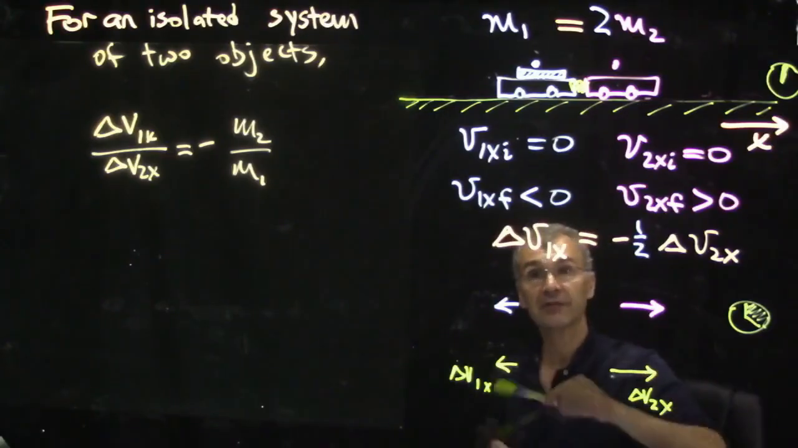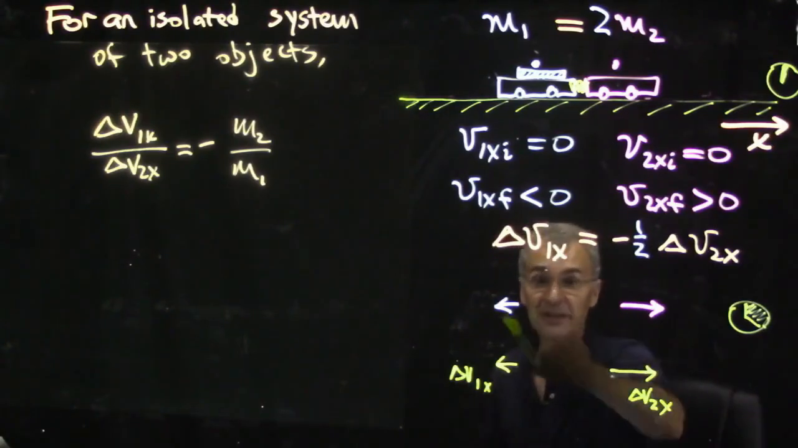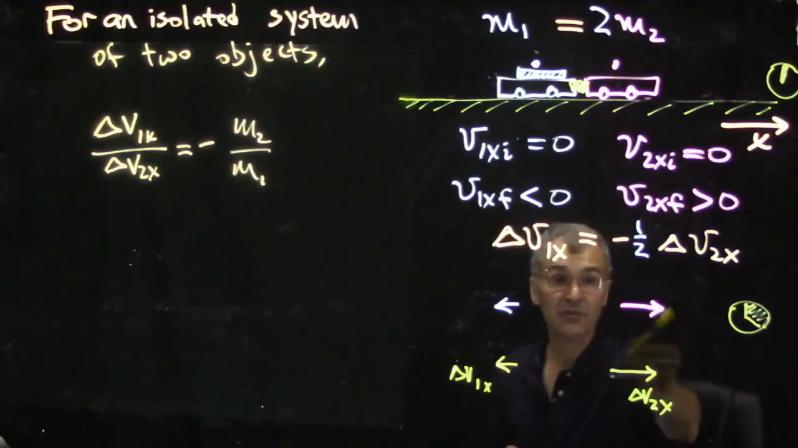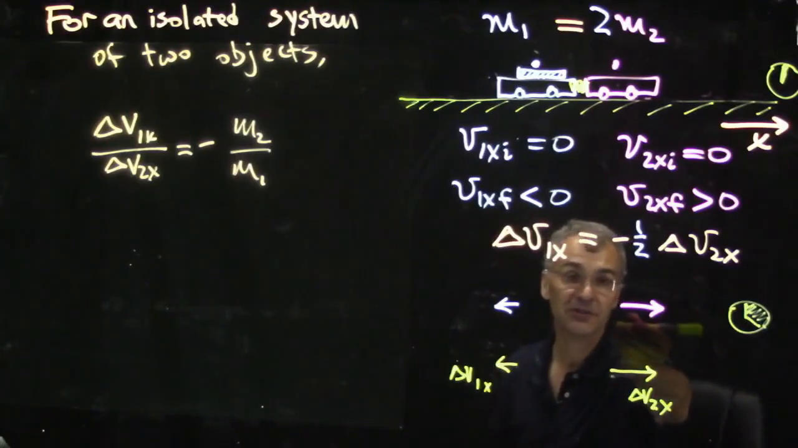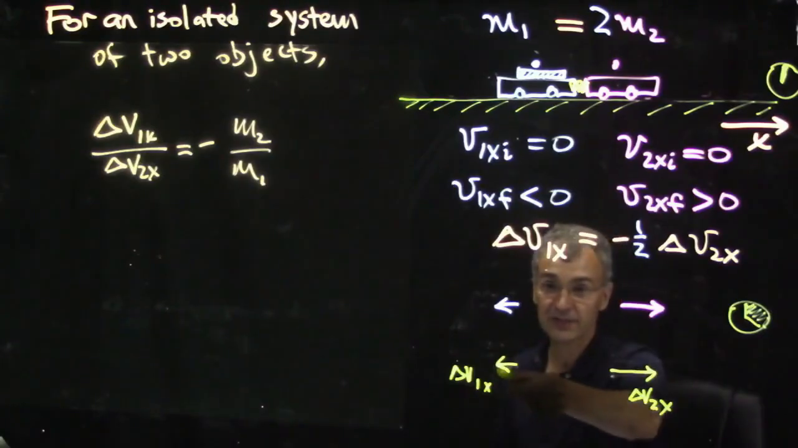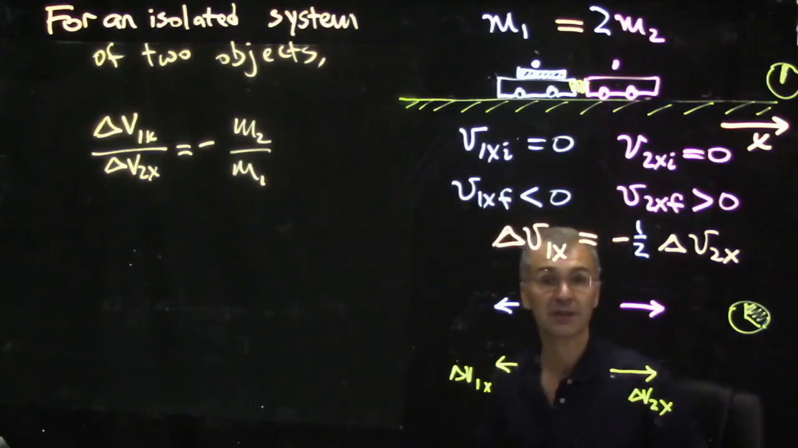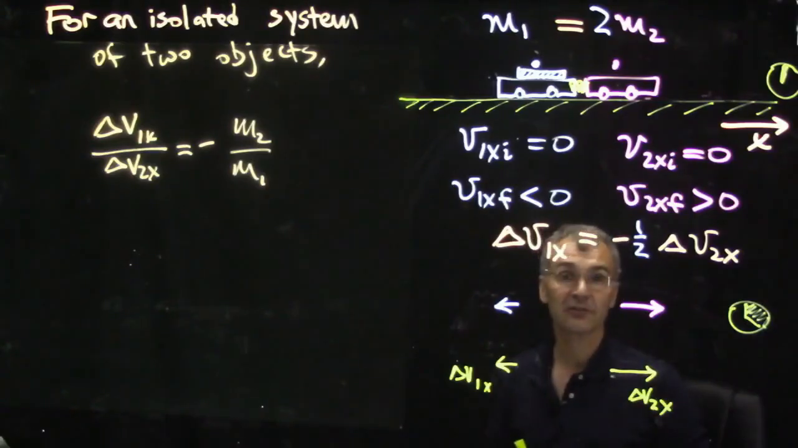In the final state, the blue cart's velocity will be this little arrow to the left, and then twice as big as that to the right will be the red cart's velocity. So if the red cart has 1 unit of velocity to the right, then the blue cart has a 1/2 unit of velocity to the left. So delta v1x looks like this little arrow to the left, and delta v2x looks like this big arrow to the right. Then let's see what that looks like.